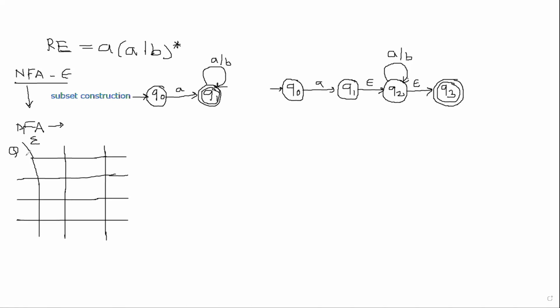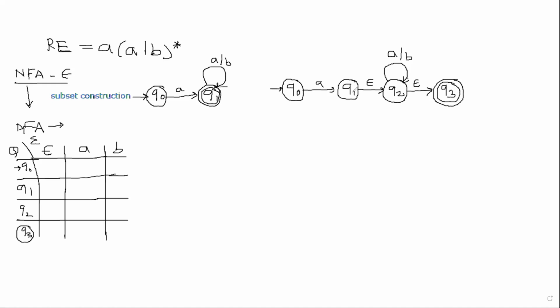So there are 4 states, Q0 to Q3. I will denote it in the table form. This is your Q0 state with epsilon move, with A move, and with B move, because these 3 are your input parameters. Then Q1, Q2, and Q3 is acting as your acceptance state.